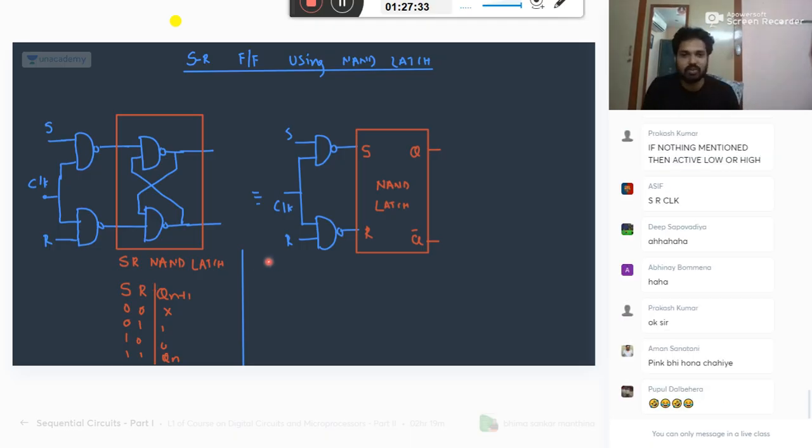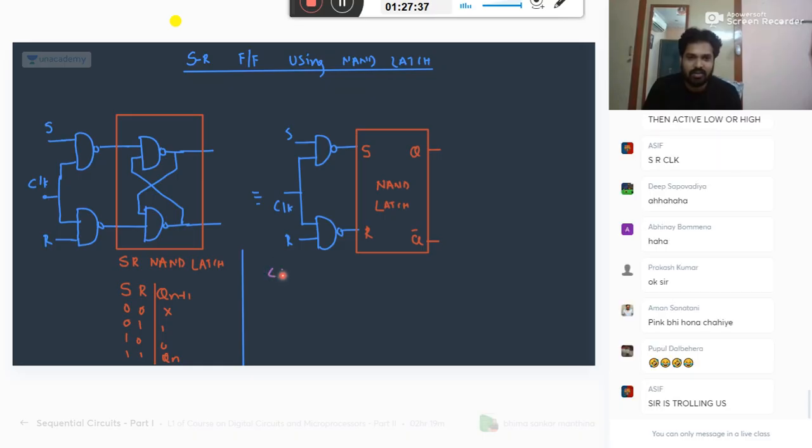Clock, S, R, Qn plus 1. It is a very simple one line understanding now. Because we have already analyzed the earlier figure, here you need not give much effort. I will make the analysis very easy, simply like this.